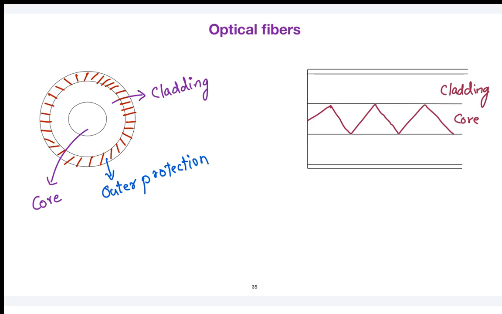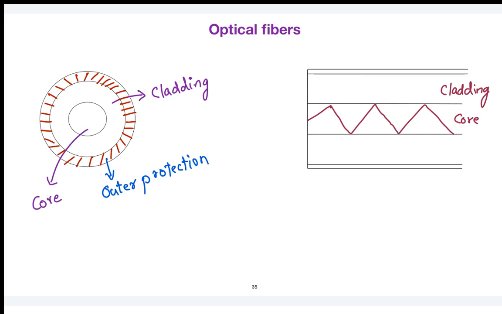Now generally the core is basically made up of glass, or you can say a plastic material. And the cladding is a mixture of a glass composition with a lower refractive index. Both are actually glass material only. One will have the higher permittivity, and this one will have the lower permittivity.